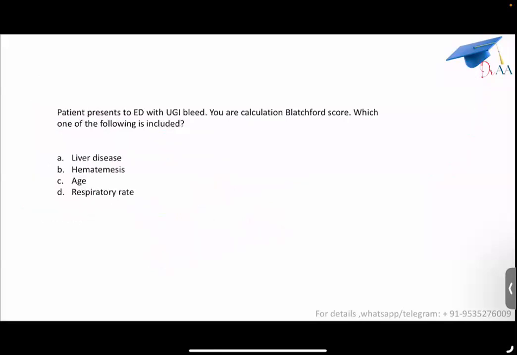Patient presents to the ED with an upper GI bleed. You are calculating a Blatchford score. Which one of the following is included? Liver disease is included. Age, respiratory rate, or hematemesis is not included in the Blatchford score. This score is important. You should know the ins and outs of the Blatchford score.